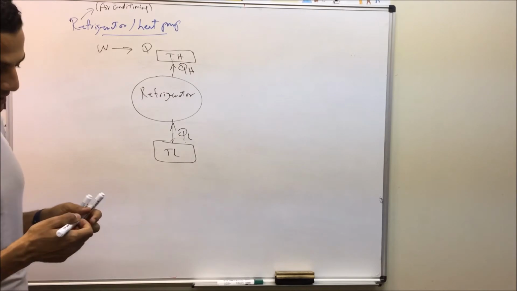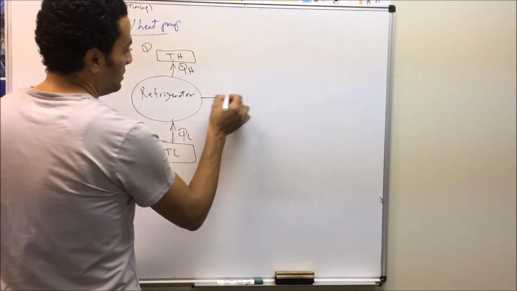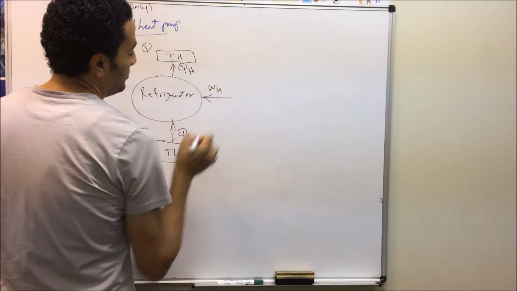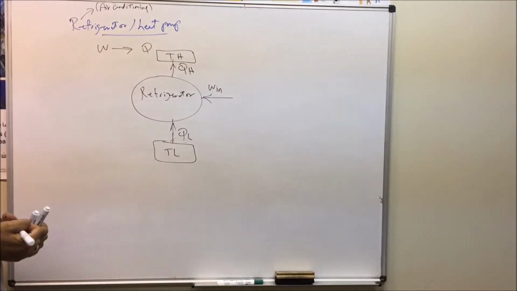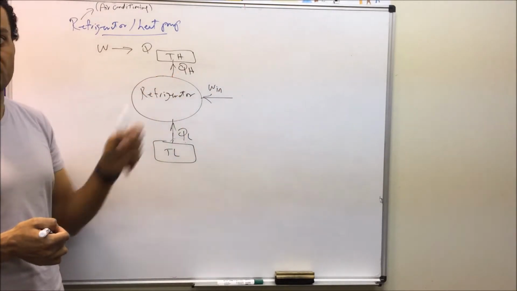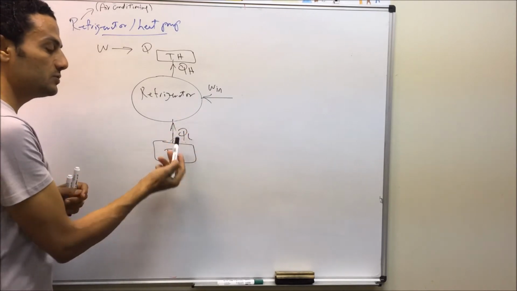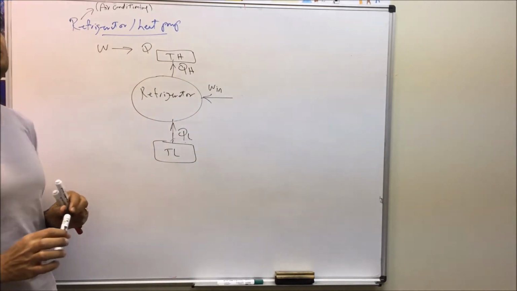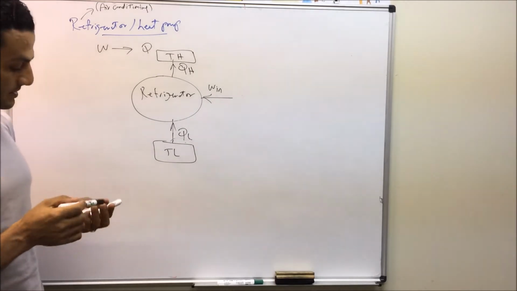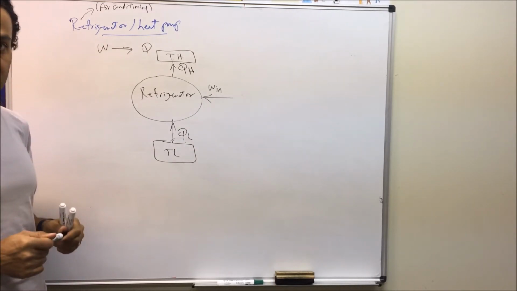This is not true unless we do have what? We do have work input to the system. So we have to add work input to the system for the working fluid inside, in order to raise its energy level so that the heat can transfer from the low level to the high level. And this is the second statement of the second law of thermodynamics.